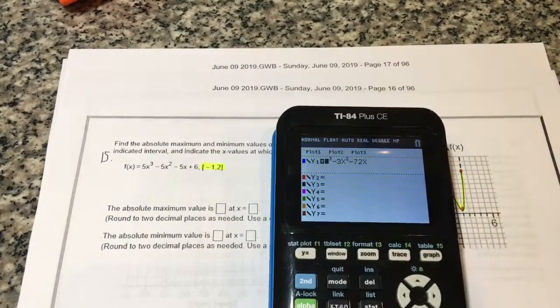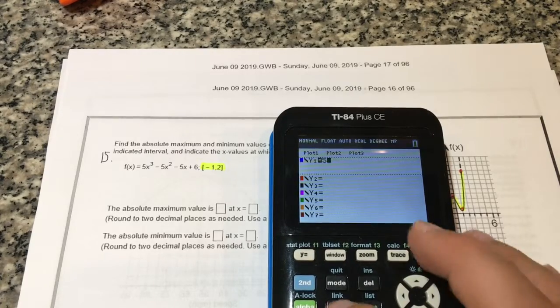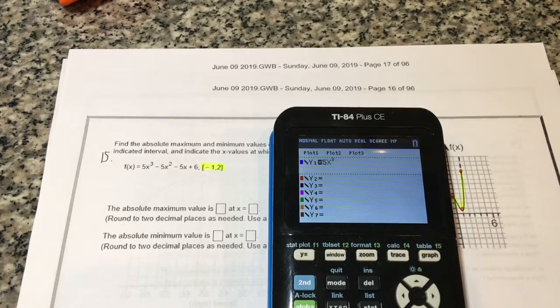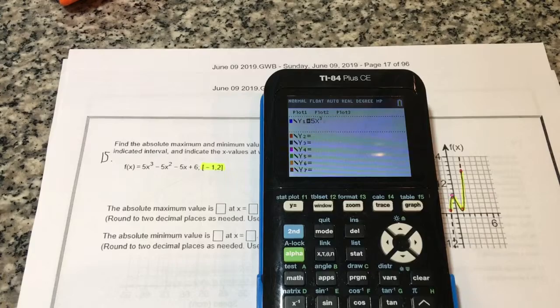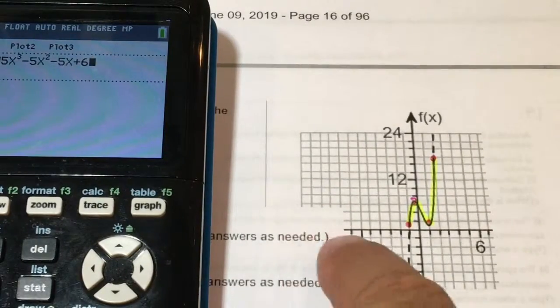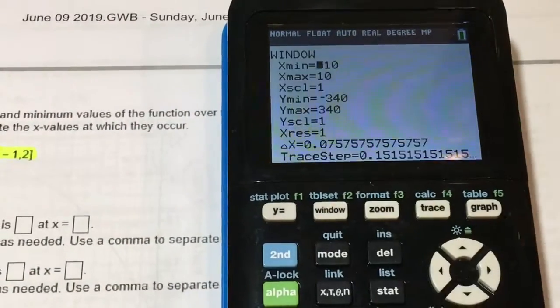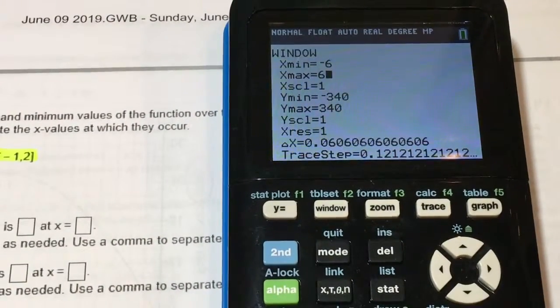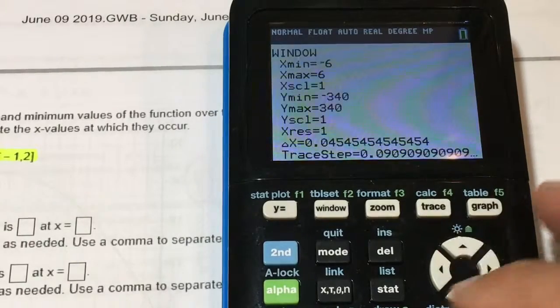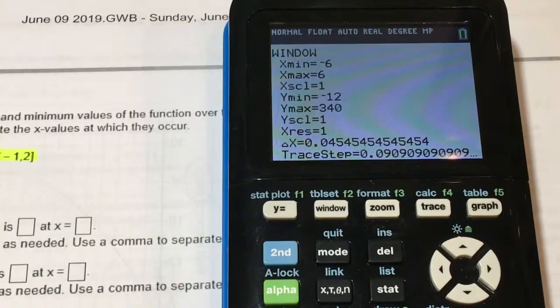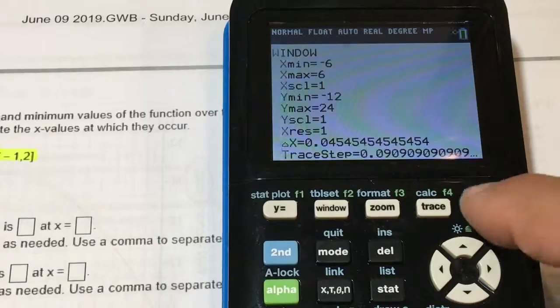I'm going to hit y equals. I'm going to clear it out. I'm going to type it in like it looks. 5x cubed minus 5x squared minus 5x plus 6. And let's look at their window. Their window is from, let's say, negative 6 to 6, negative 12 to 24. So I'm going to go to the window. I'm going to do negative 6 to 6, and negative 12 up until 24. I'm going to graph it.